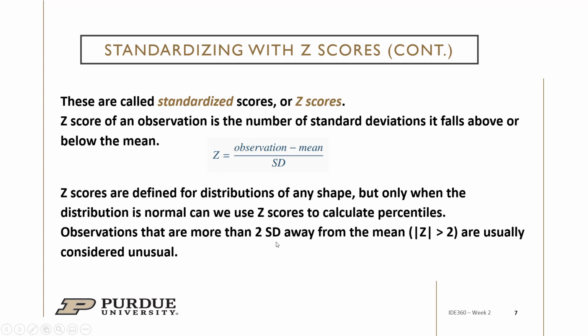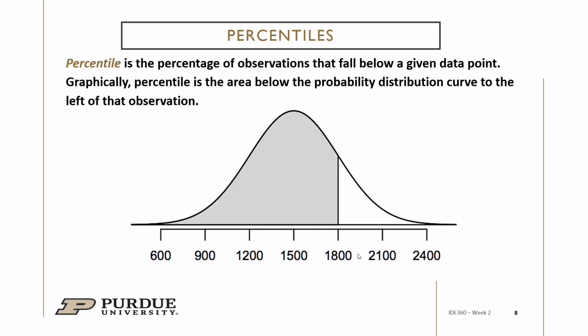Observations that are more than 2 standard deviations away from the mean, or have a z-score absolute value greater than 2, are usually considered unusual, and this is a powerful insight, and we will see why. A percentile is basically the percentage of observations that fall below a given data point. For example, let's imagine that the gray area actually contains 75% of my data. That would say that 1800 is my 75th percentile, or Q3, for this distribution.